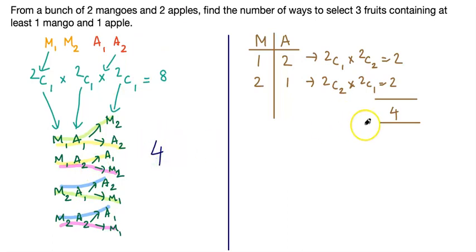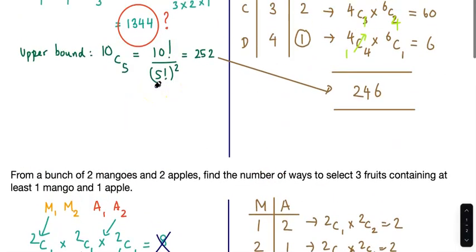4 is the right answer. And that is what we got here, right? When we did a case by case. And the 8 that we got here is a case of double counting, right? And I hope this simple example illustrated why this is the case.